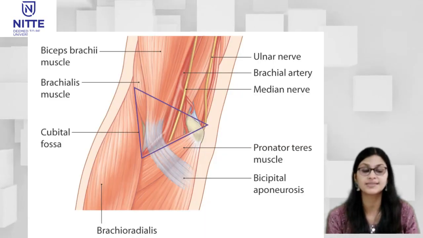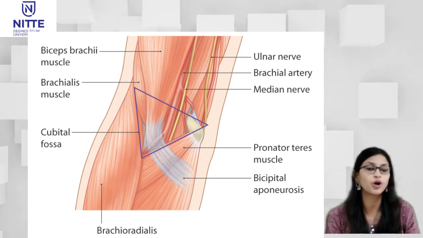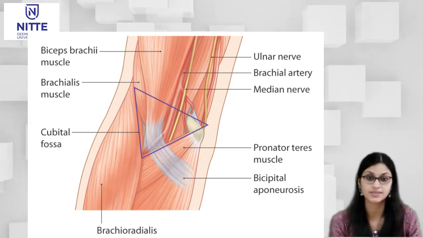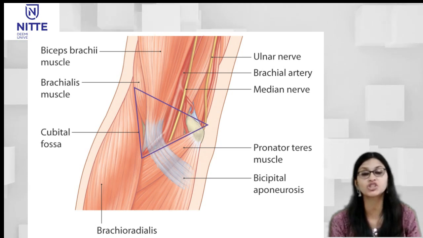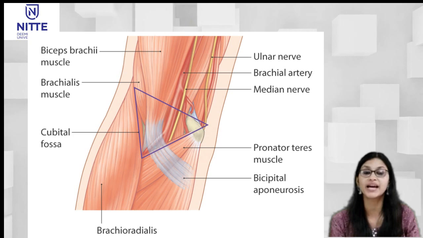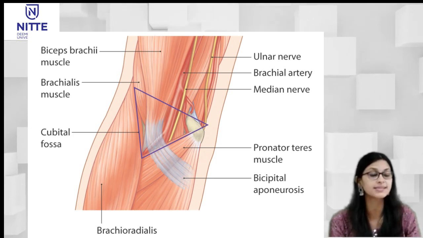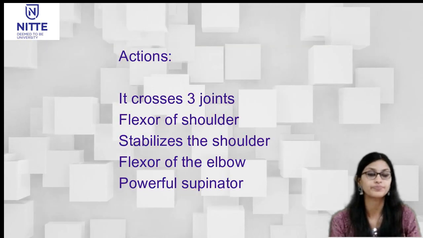As the tendon is given, there is a small extension from the biceps called the bicipital aponeurosis. This bicipital aponeurosis is the structure that forms the roof of the cubital fossa, and from there it runs downwards and medially and gets inserted to the border of the ulna.